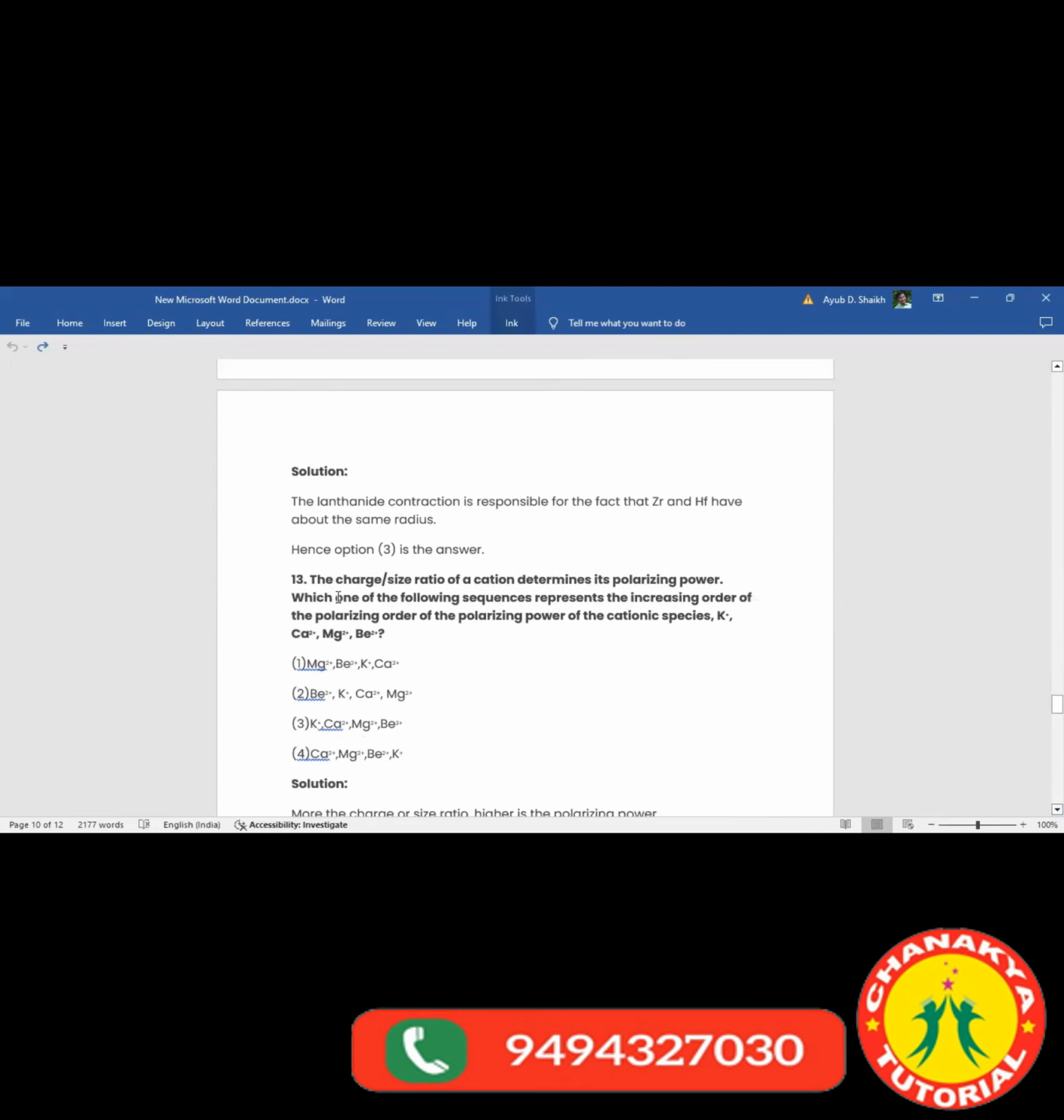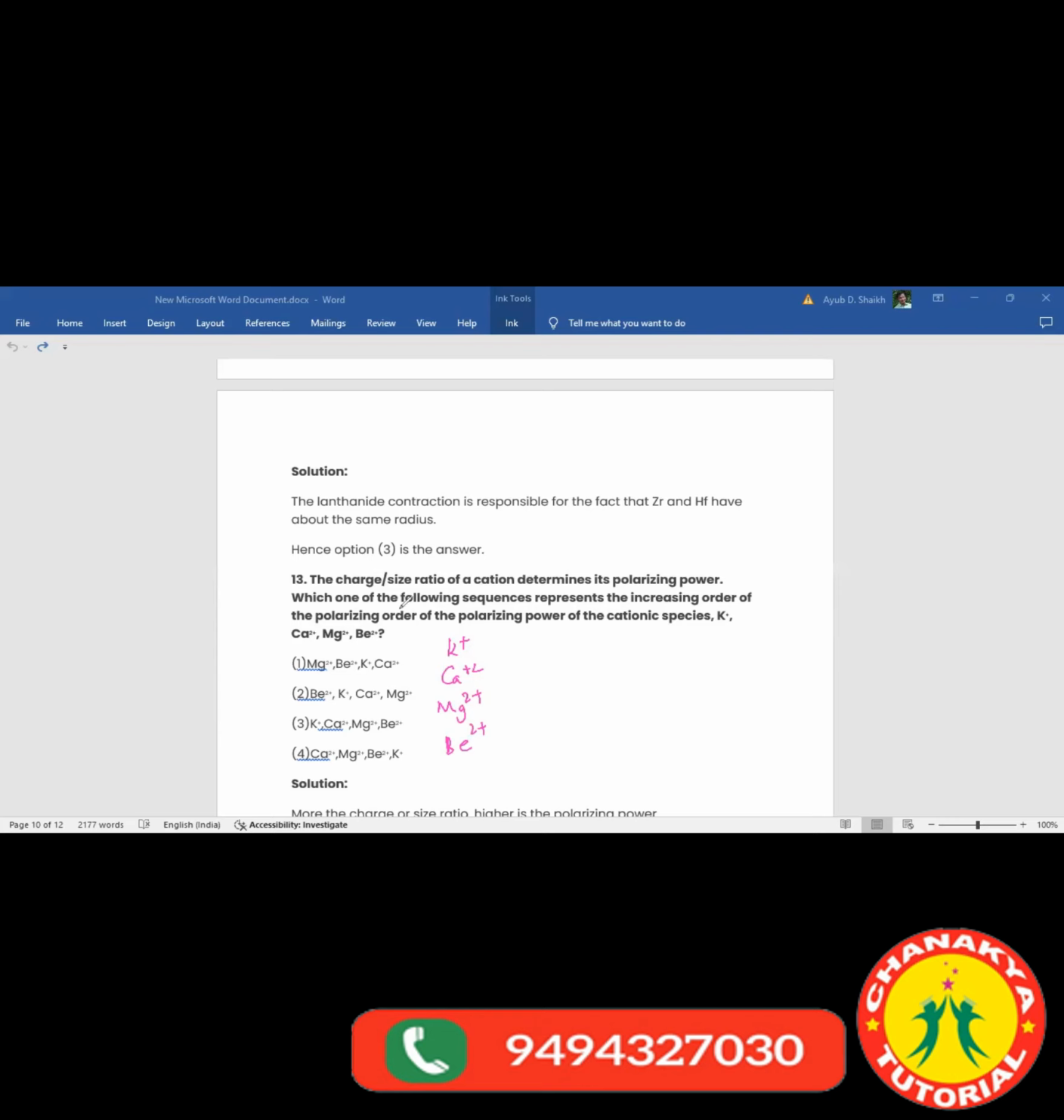Check this. The charge to size ratio of a cation determines its polarizing power. Which one of the following sequences represents the increasing order of the polarizing power of the cationic species K+, Ca2+, Mg2+, and Be2+? See here now, the species which are given to you are K+, Ca2+, Mg2+, and Be2+.